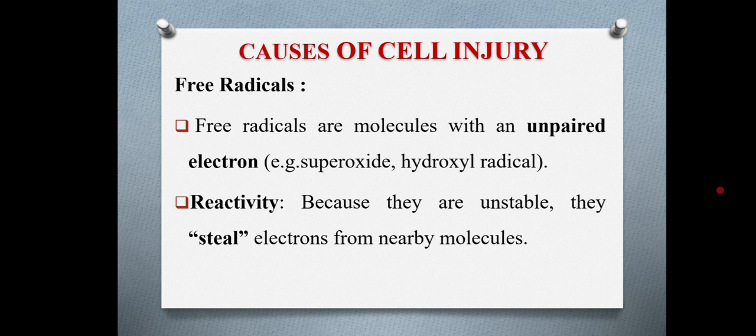How do these free radicals react? Because they are unstable, they steal electrons from nearby molecules. If they steal electrons from a nearby molecule, that molecule remains unpaired. It will also want to steal electrons from another molecule. That one again is going to steal another one. You find that the whole membrane at the end of the day is damaged because each one is trying to steal. So you can see that the presence of these free radicals in the body is very, very bad. They cause cellular injury. Why?